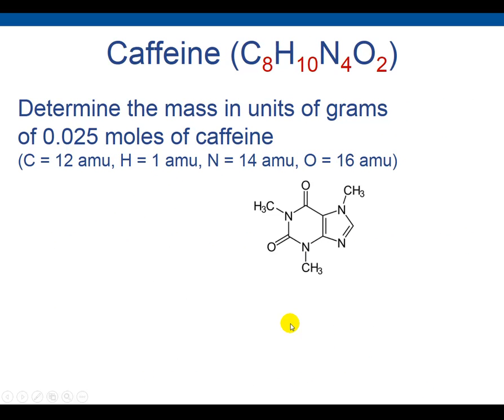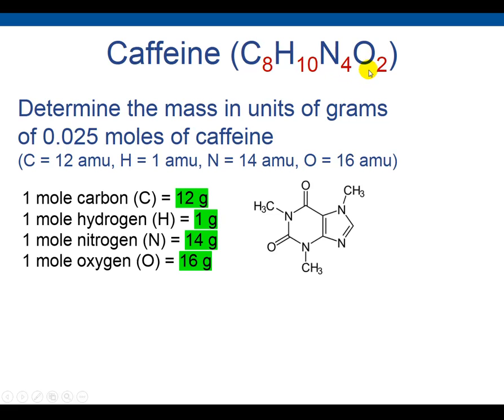Let's look at the caffeine. Caffeine is more complicated than water, as caffeine contains 8 carbon, hydrogen, nitrogen, and 2 oxygens. So the question is, determine the mass in grams of 0.025 moles of caffeine. So let's look at how many gram are in 1 mole of caffeine.